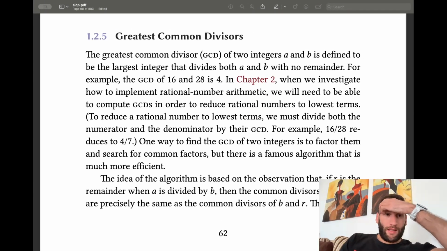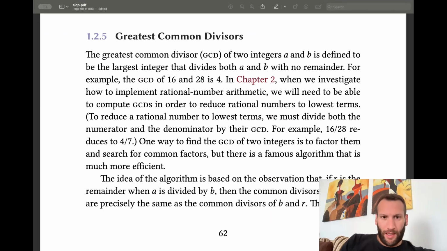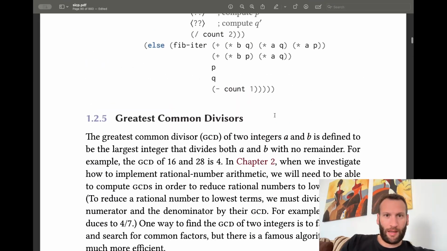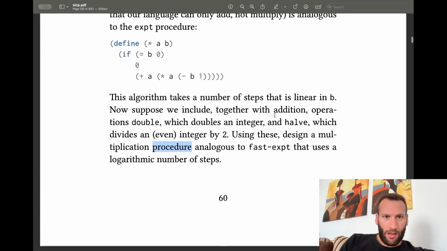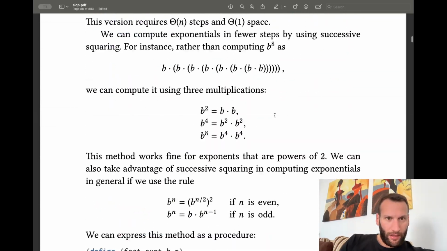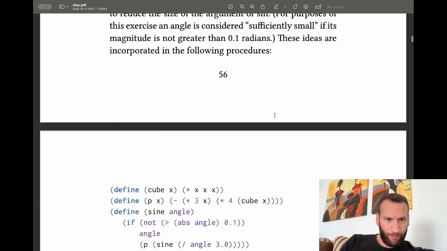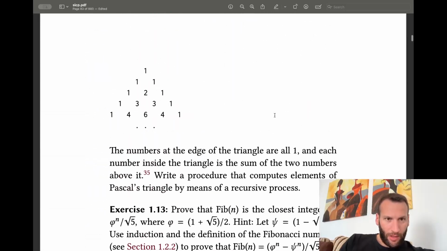Okay, I did 3 exercises. Let me take the PDF and let's see how I did those exercises. So I did 1.11.